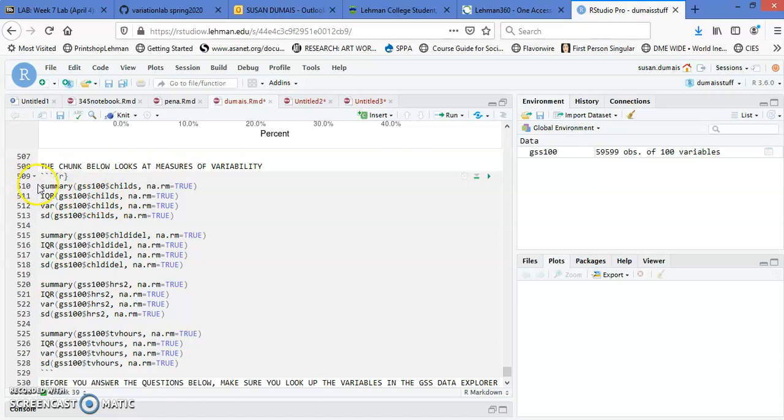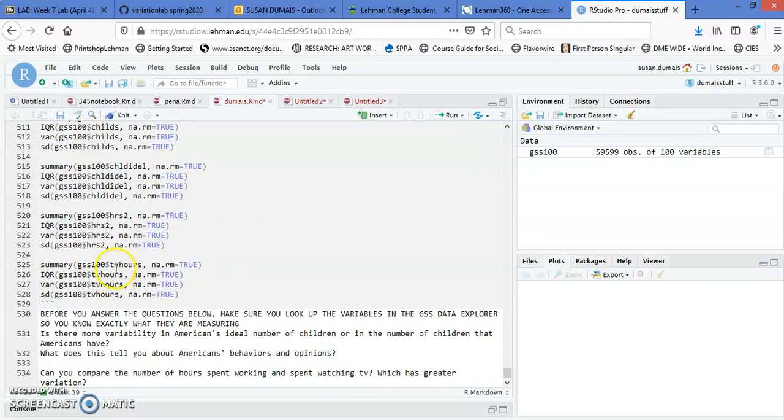We're going to get the summary for this variable, the interquartile range, the variance, and the standard deviation. And remember, we can find the range from the summary command. We can take the highest value and subtract the lowest value. We're also going to do that for child ideal, the ideal number of children people think you should have. Hours 2, how many hours people typically work per week. And TV hours, how many hours of TV people typically watch per day.